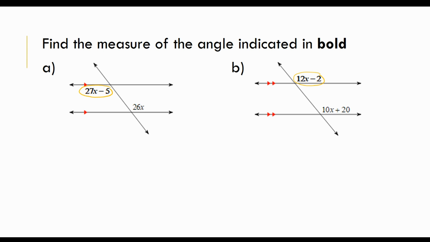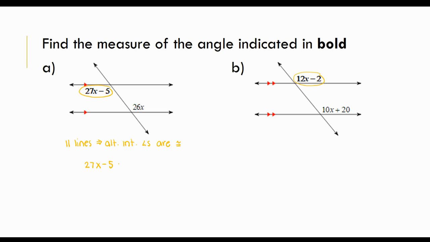The two angles that are given are both inside the parallel lines and they're on opposite sides of the transversal. So thinking about it, if I know that I have parallel lines, these are alternate interior angles. And remember, alternate interior angles are congruent when we have parallel lines. So I get to set those two equal to each other.